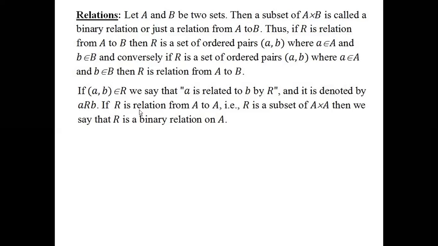If R is a relation from A to A, that is R is a subset of A cross A, then we say that R is a binary relation on A. So suppose we have taken only the set A and R is a relation from A to A itself, then R is a subset of A cross A, then R is a binary relation on the set A.